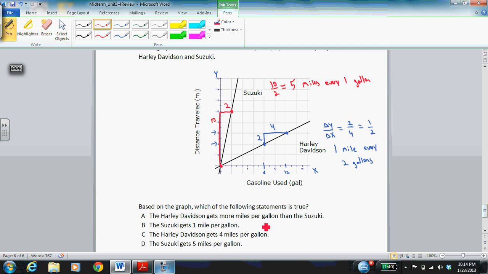So let's look at these statements. The Harley-Davidson gets more miles per gallon than the Suzuki. Harley-Davidson gets 1 mile every 2 gallons, but Suzuki gets 5 miles every 1 gallon, so that's not true. Suzuki is better. The Suzuki gets 1 mile per gallon. We know that's not true. It gets 5 miles per gallon. Harley-Davidson gets 4 miles per gallon. Also not true. So D, the Suzuki gets 5 miles per gallon. That's what we set up here, so it's got to be D.